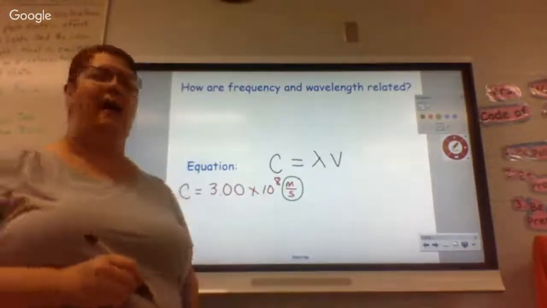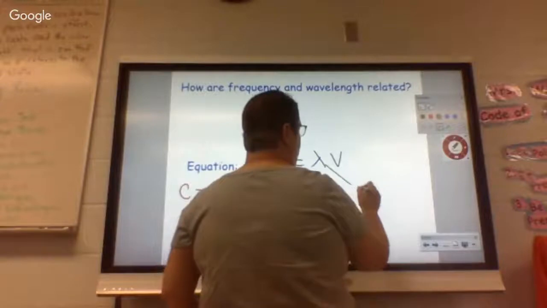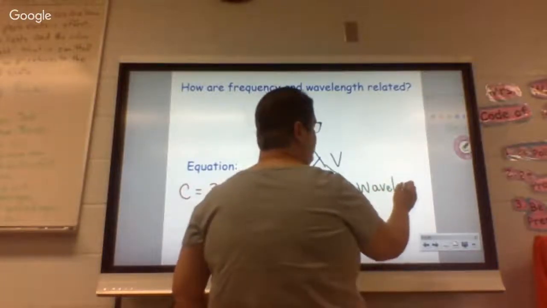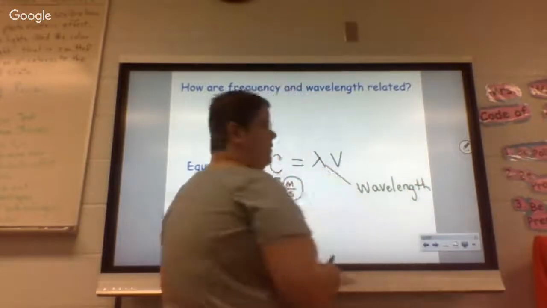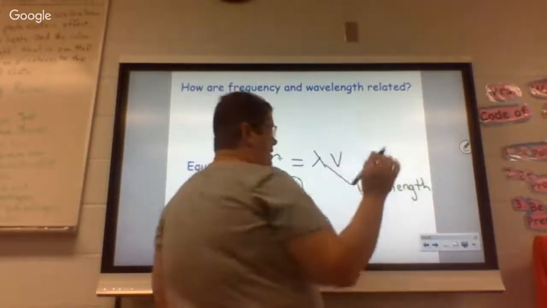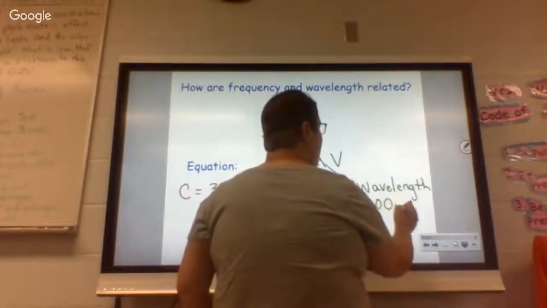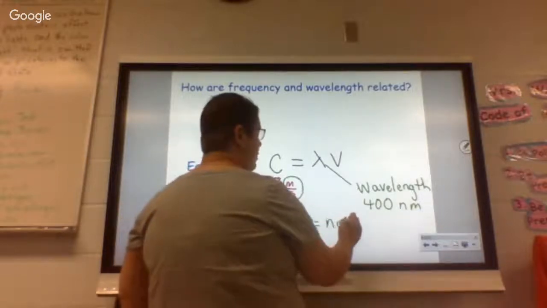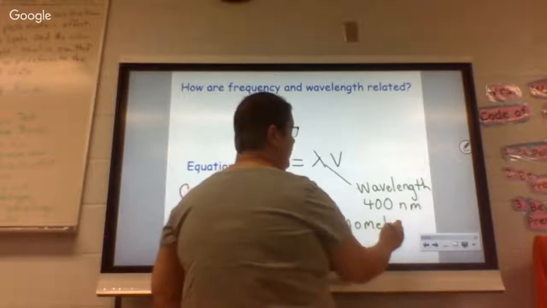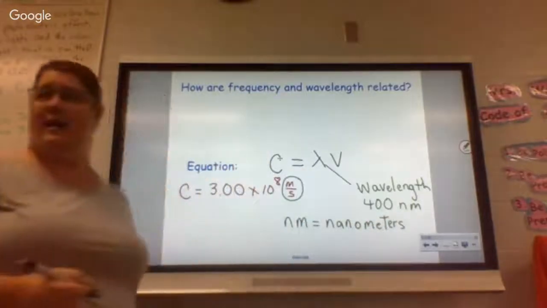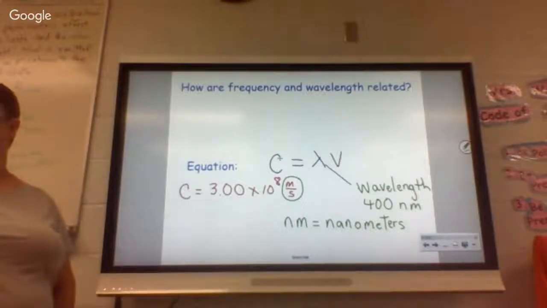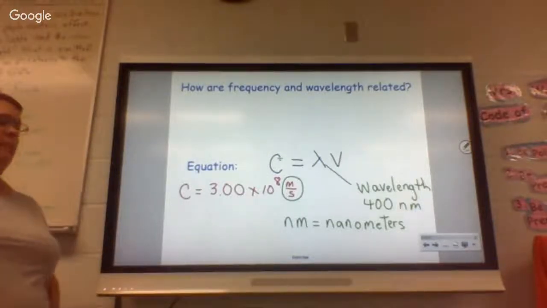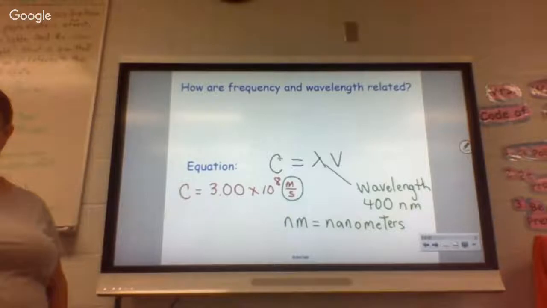The problem you're going to have is wavelength, which is here, is usually going to be given to you in a different unit. Let's just use an example of 400 nm. Nm stands for nanometers. Some of you might be familiar with nanometers or nanoscience. Nanoscience is the study of things that are very small. We're not going to spend any time talking about that today, but we've got to be able to change nanometers into meters to be able to solve the equation.